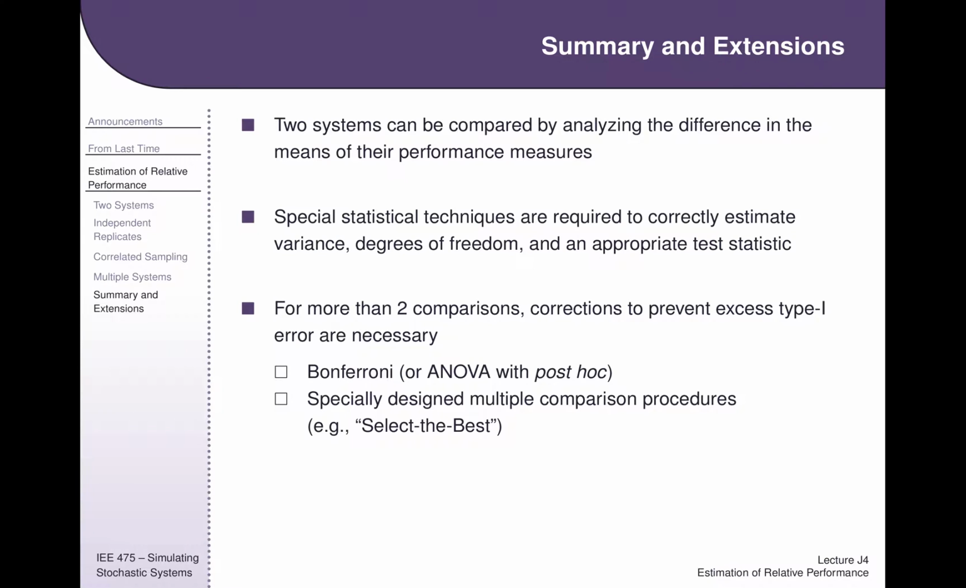Now, once we go to more than two comparisons, so we've got multiple systems, 3 or more systems, and we'd like to compare among those, we can still use pairwise t-tests or confidence intervals to compare every pair of systems, but we have to use a Bonferroni correction to adjust that alpha parameter, that type 1 error rate. So the type 1 error rate for each pairwise comparison is going to be the desired type 1 error rate of the family divided by the number of comparisons.